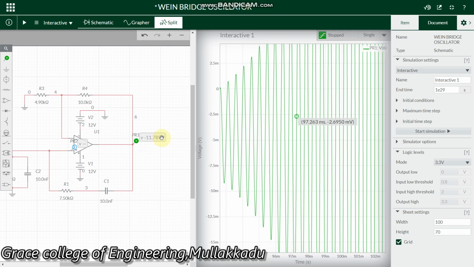See, -11.789 volt is the output voltage which we obtained in this oscillator circuit.